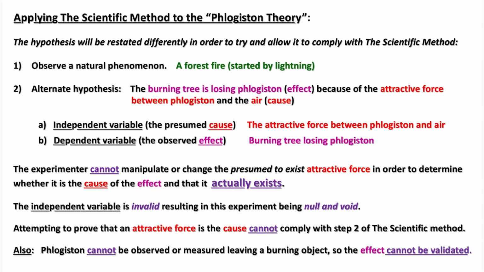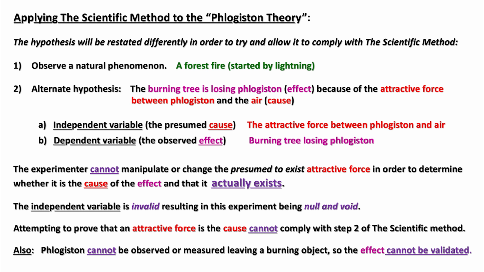The hypothesis will be restated differently in order to try and allow it to comply with the scientific method. 1. Observe a natural phenomenon: a forest fire started by lightning. 2. Alternate hypothesis: the burning tree is losing phlogiston (effect) because of the attractive force between phlogiston and the air (cause). A. Independent variable, the presumed cause: the attractive force between phlogiston and air. B. Dependent variable, the observed effect: burning tree losing phlogiston.